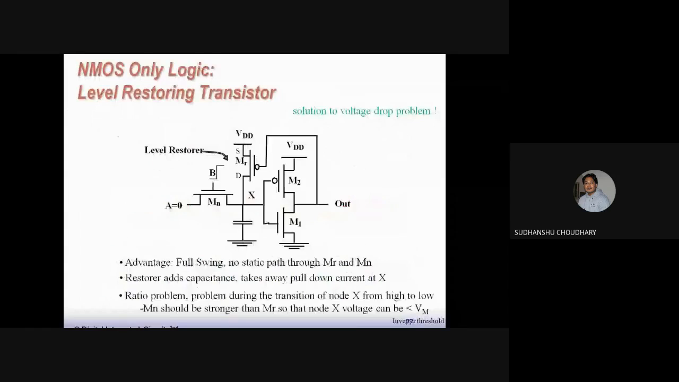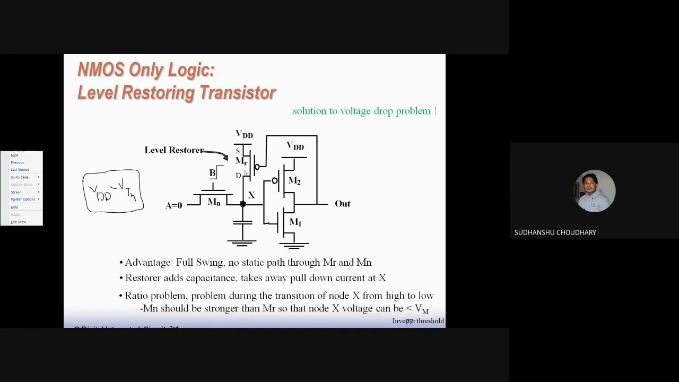Now, to overcome that threshold drop problem, this is the same previous circuit where we had a CMOS inverter and an NMOS, and we said that at X you have a threshold drop, that is, the potential at this is VDD minus VTN. To overcome this drop in the potential at the node X, one can utilize a keeper MOSFET, or what we call a level restorer. It is simply a PMOS whose drain is connected to this point. So this node can be fully charged to VDD by this level restorer.